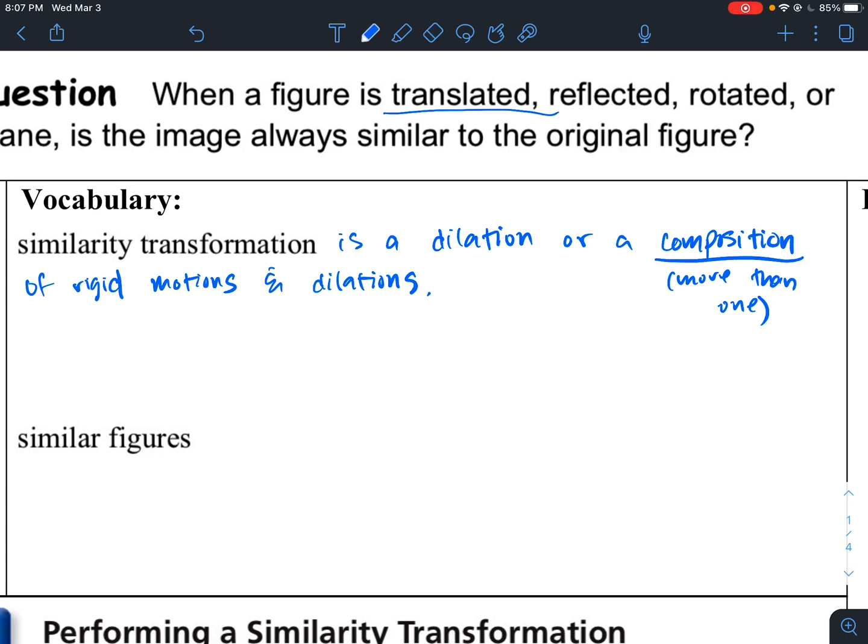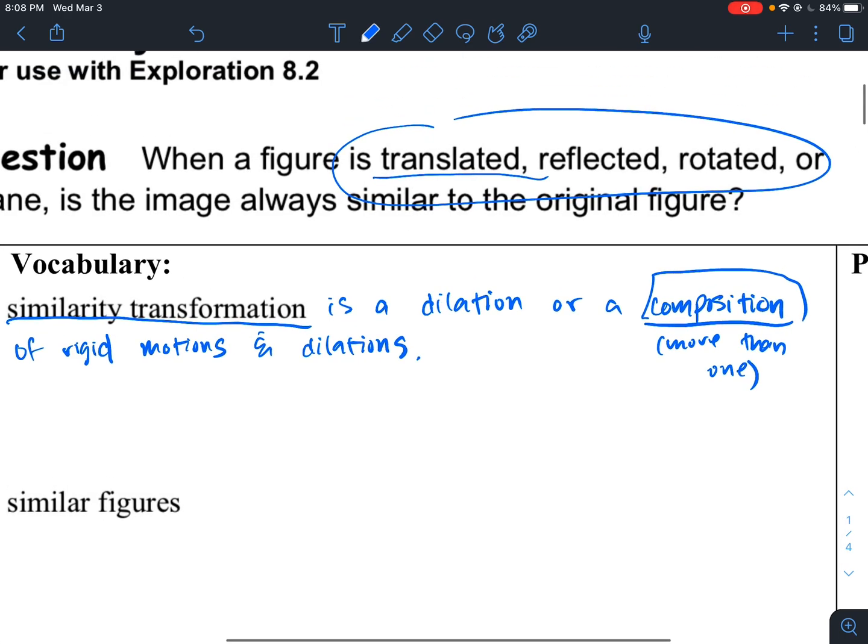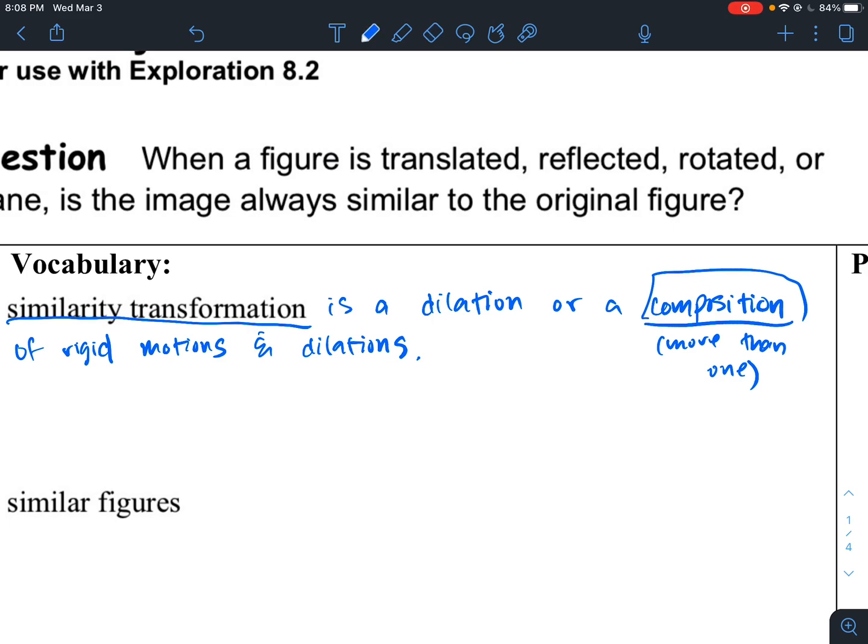Now a dilation is a non-rigid motion, meaning the shape doesn't change, but the size does change. I should say that a rigid motion does not change its size or its shape. It just changes its location. So a similarity transformation is a composition of dilations and these three others, so you can have more than one of these.